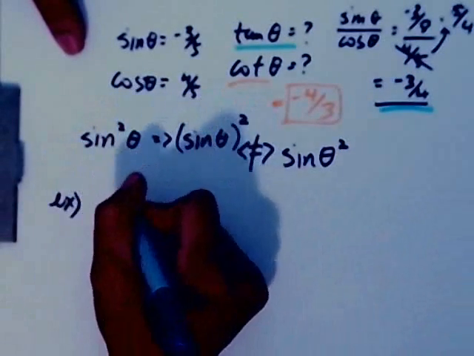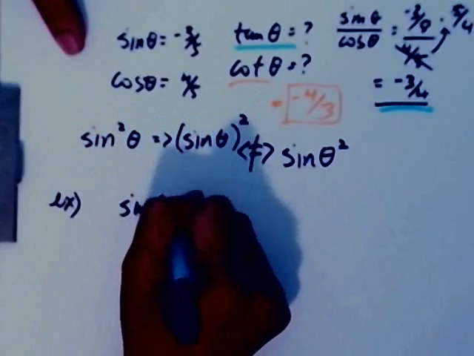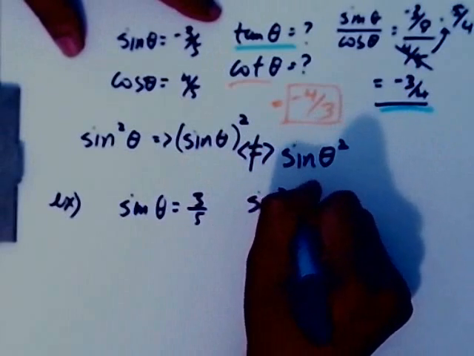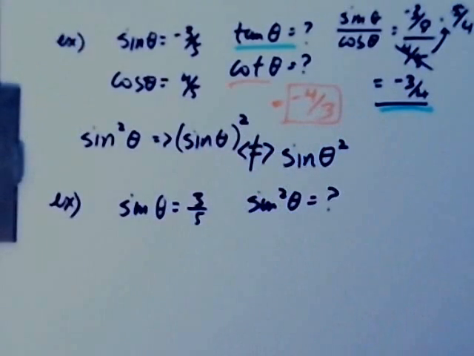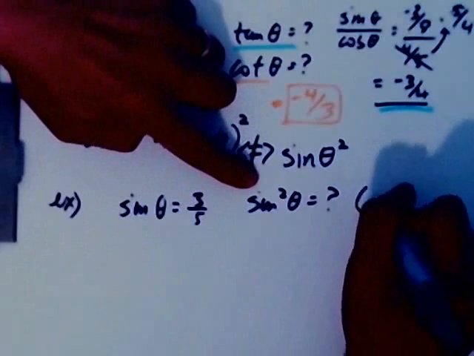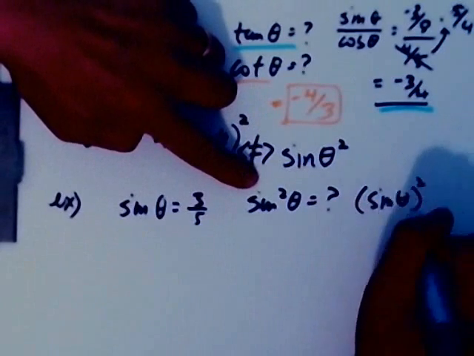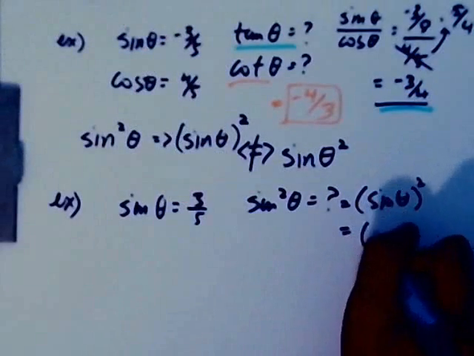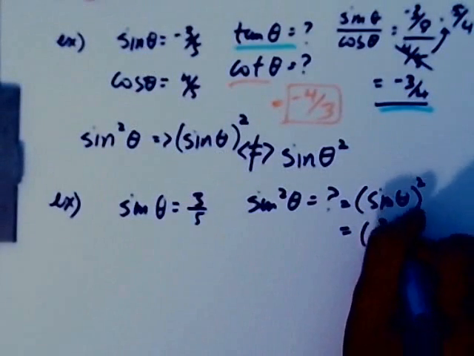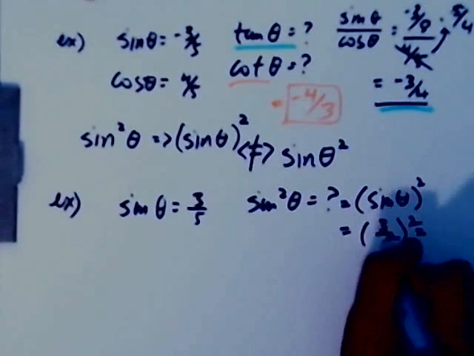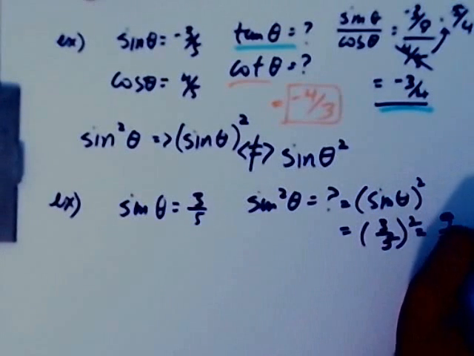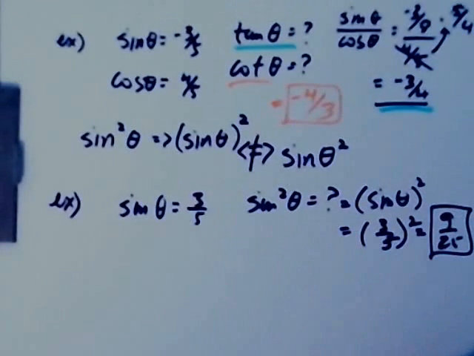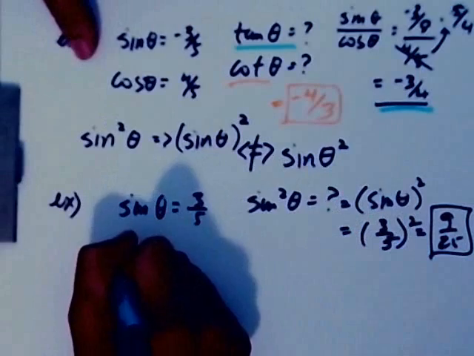Let's get started with one of the examples. If the sine of the angle is equal to 3 over 5, find sine squared of theta. That's what we're looking for. That means sine of theta, quantity squared. And that means sine of theta is 3 over 5, so we put 3 over 5, quantity squared. Squaring that, you get 9 over 25. 3/5 times 3/5 is 9/25. We multiply straight across.